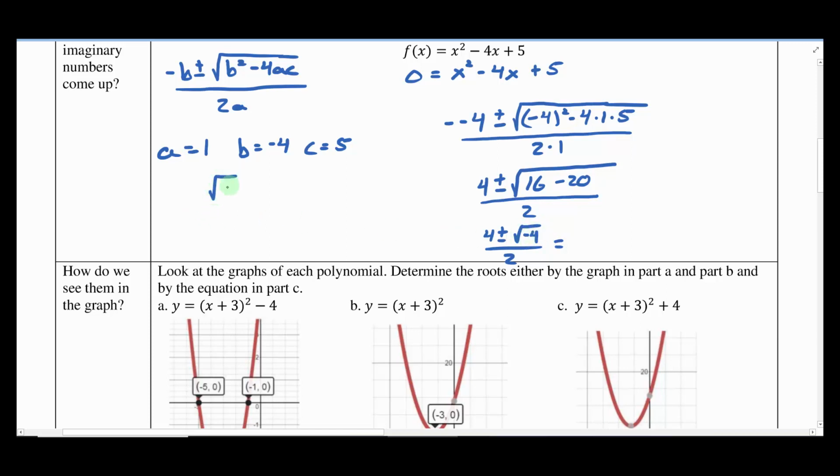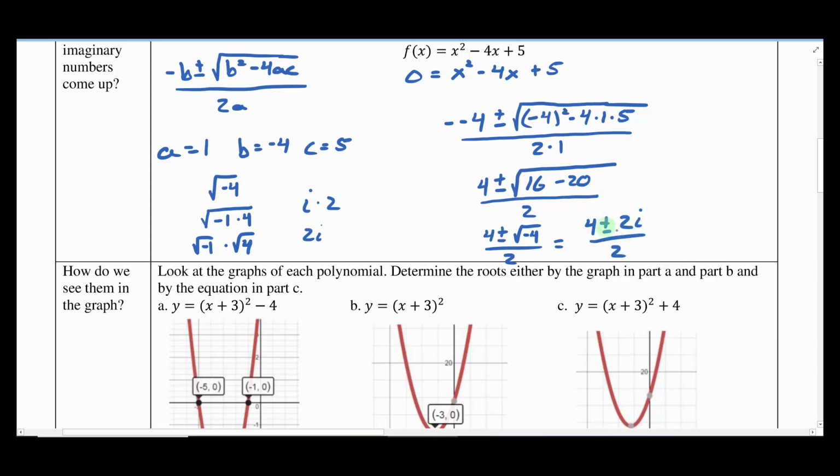Okay, so I'm going to take this square root of negative 4, and I'm going to rewrite it just like we did in yesterday's lesson. I'm going to say, well, this is negative 1 times 4. And we can split that up, so we can say the square root of negative 1 times the square root of 4. Well, we know the square root of negative 1 is i, and we know the square root of 4 is 2, and i times 2 is 2i, right? So we can say 4 plus or minus 2i over 2.